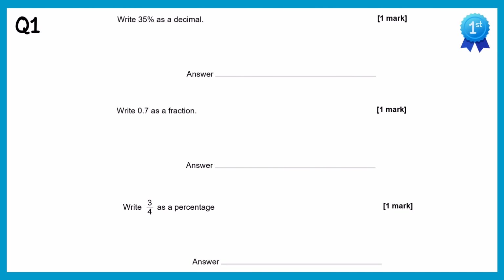In the first part of this question, we need to write 35% as a decimal. To convert any percentage into a decimal, we just divide it by 100. So we need to do 35 divided by 100, which is 0.35. So that's the answer to the question.